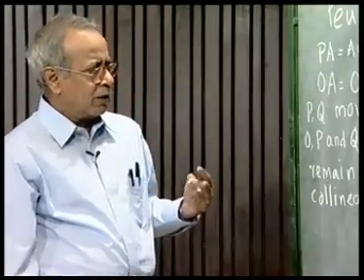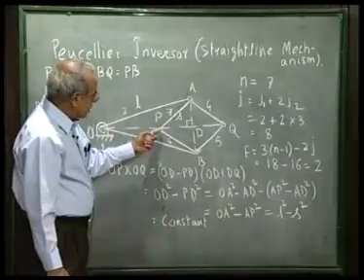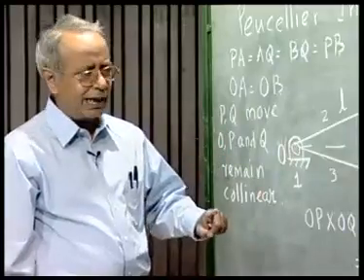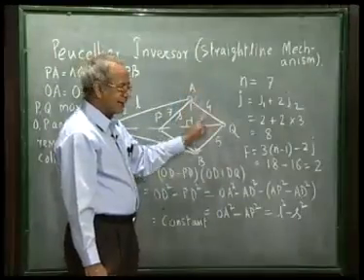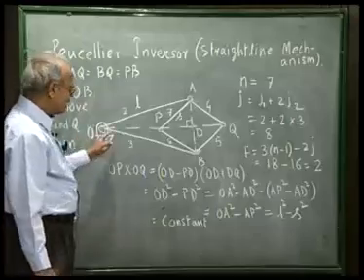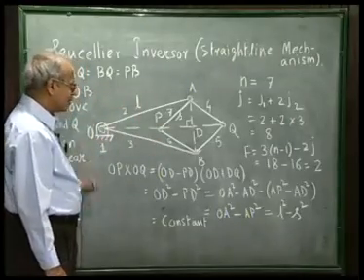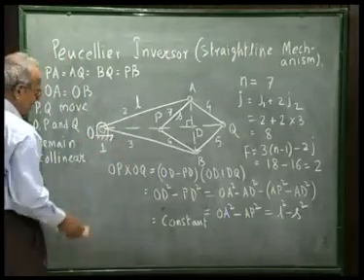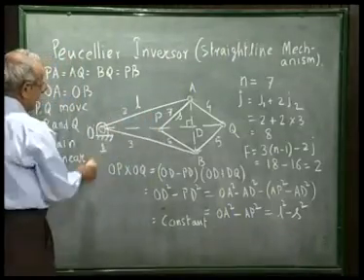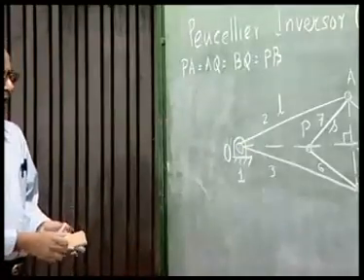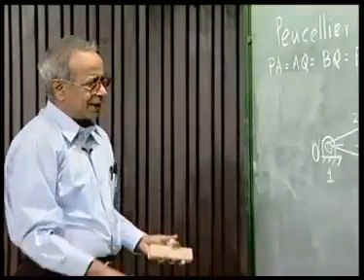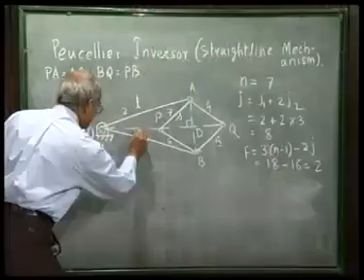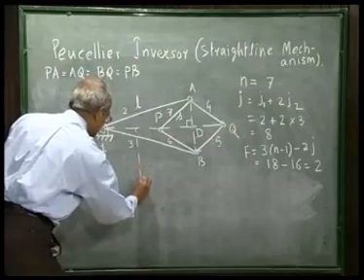Only thing, we have to ensure the locus of P is a circle passing through O. That will automatically ensure that Q will generate a straight line perpendicular to the diameter of that circle, OP, passing through O. It is very easy to ensure, by adding one more link, that P moves on a circle passing through O. To ensure this, we draw a mid normal to OP, a perpendicular bisector to OP.